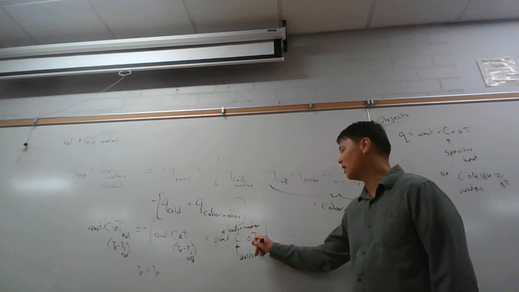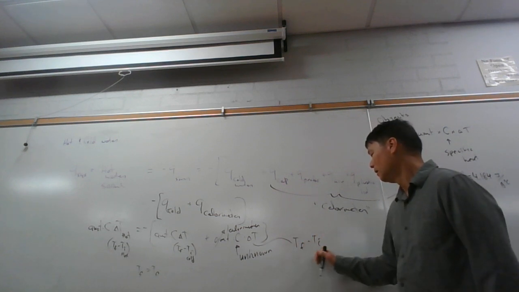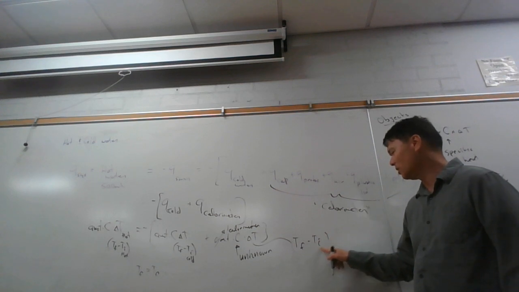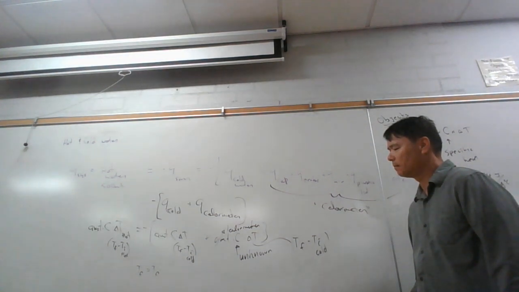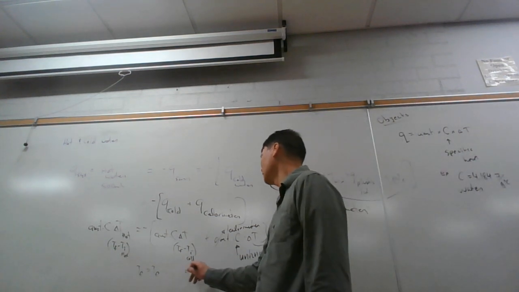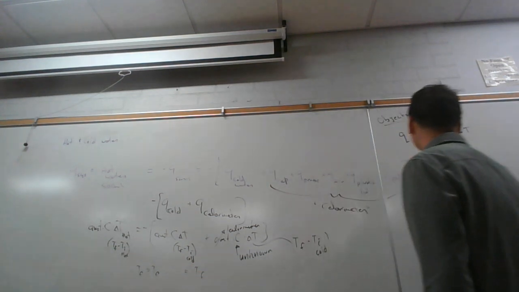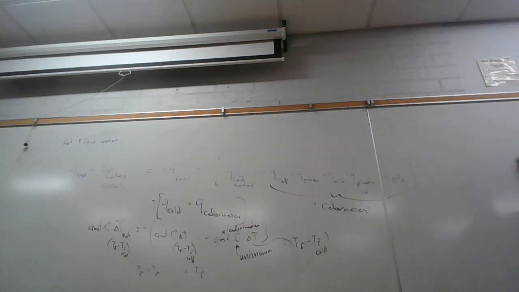What's the delta T of the calorimeter, though? The delta T of the calorimeter is going to be T final minus T initial. Now, T initial is going to be the same temperature as the cold because the cold water was in contact with the calorimeter. T final will be the same for all of these. They'll reach the same final temperature. So we only need 3 temperatures in order to do the calculation here. And the 3 temperatures are the temperature of the hot water.